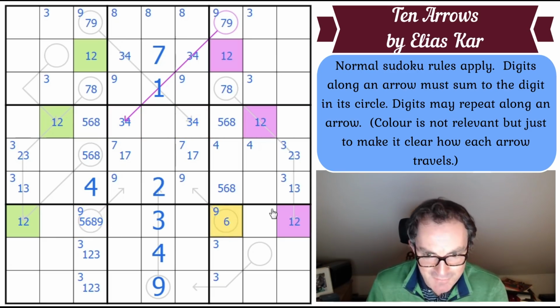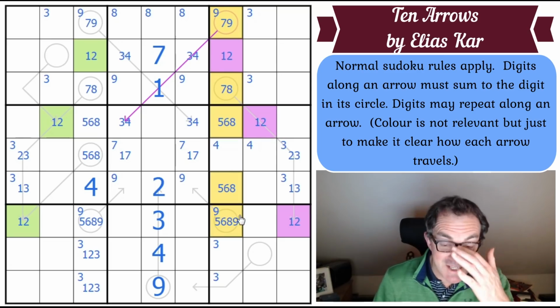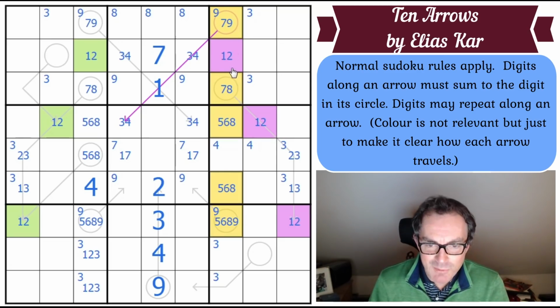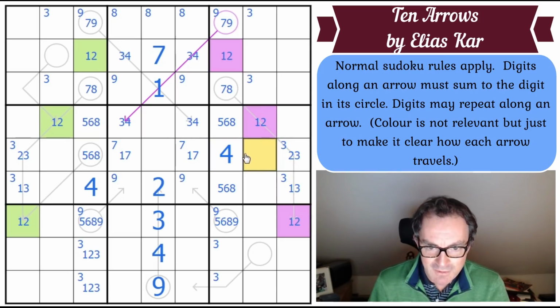So that one's 5, 6, 8, or 9, which gives us another of these quintuples, this time in column 7, which means we need 1, 2, 3, and 4. We know this square can't be 1, 2, and 3 because of the box. That's a 4. These squares are 1, 2, and 3. 4, oh no, I thought I was going to get the 4 up here, but no.